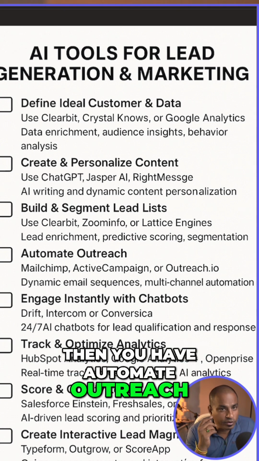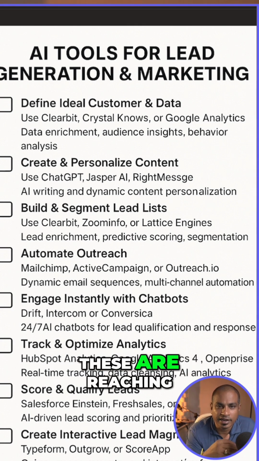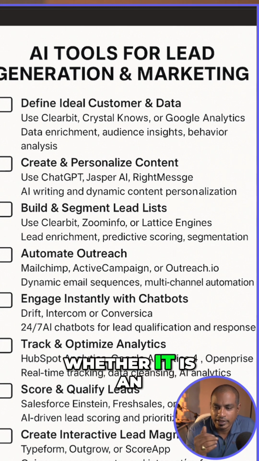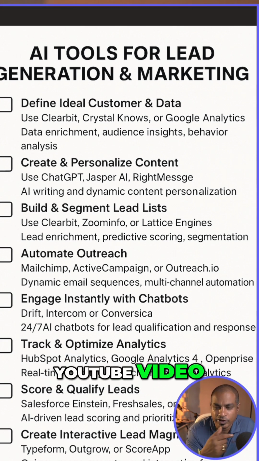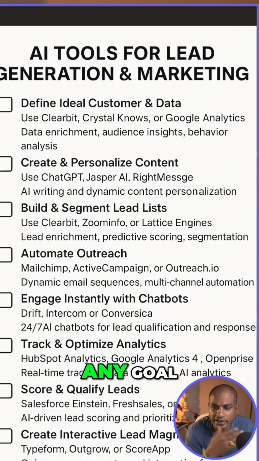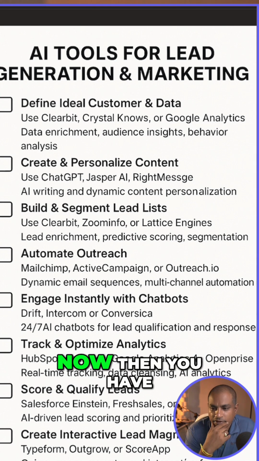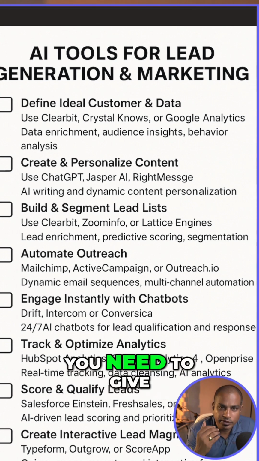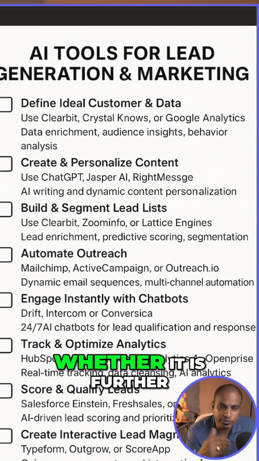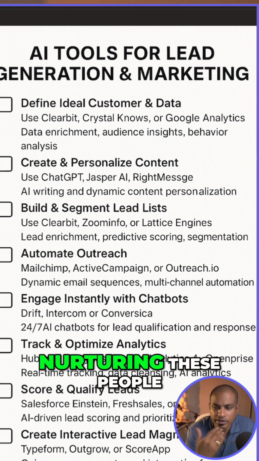Then you have to automate outreach. Once you have this, the next thing you need to do is make sure that these messages are reaching those people appropriately. Whichever channel you choose, whether it is an email sequence, a YouTube video, video optimization, or nurturing, any platform, any goal, any format, outreach has to happen. Then once the outreach happens, you need to give them a way to interact with you, whether it is a chatbot, further outreach, or further nurturing, that is up to you, but you need to have a process around nurturing these people.